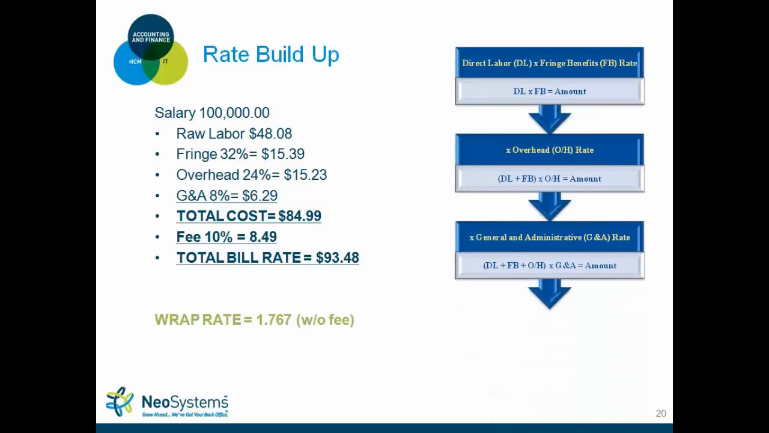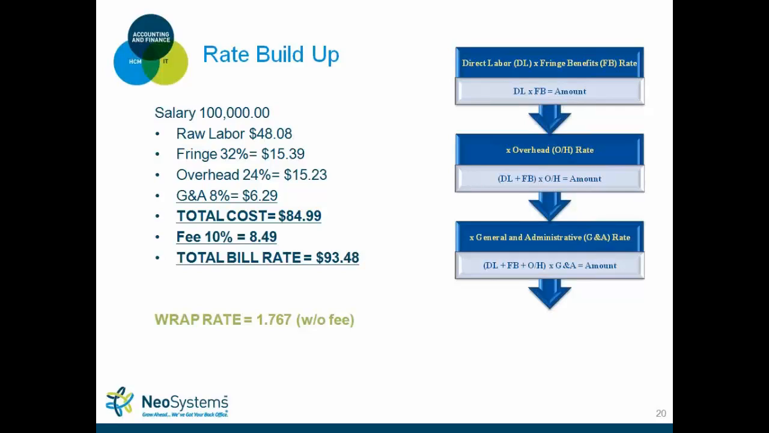Then the final piece for a burden rate, or a loaded rate, is adding G&A on top of that. So you combine the sum of the raw labor, fringe, and overhead, and you multiply that by the G&A rate. So now it gives you a total cost to the employee of $85. So that's how much the employee actually costs the company.